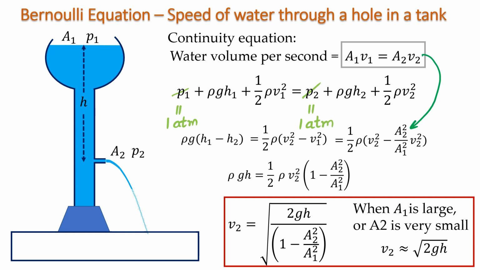Before I end this video, I would like to also highlight a few things. Firstly, the speed of water flowing out of the hole does not depend upon the shape of the tank. It only depends upon the vertical height h between the two ends.